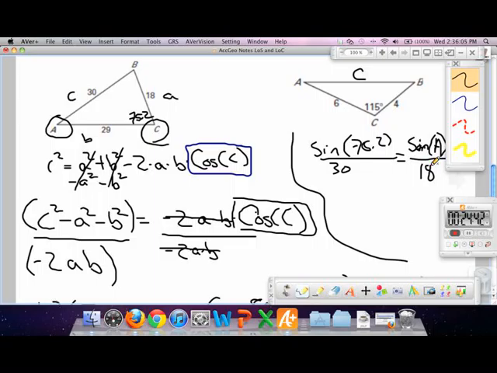Find the missing angle. Once you know two of the angles, did you waste your time doing the law of sines again? No. What should you probably do? Just subtract from 180.